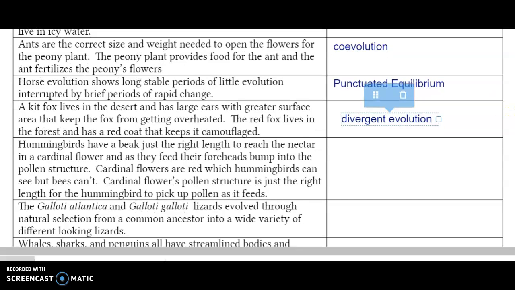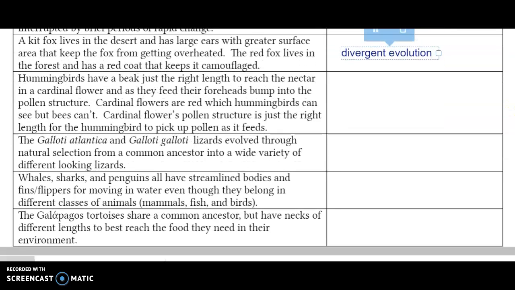The next one says, hummingbirds have a beak just the right length to reach into the nectar of the cardinal flower. When they feed, their forehead bumps into the pollen structure. Cardinal flowers are red, which hummingbirds can see, but bees cannot. Cardinal flowers' pollen structure is just the right length for the hummingbird to pick up pollen as it feeds. So they've adapted to work together. That is coevolution.